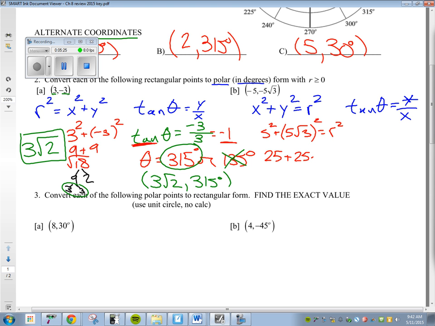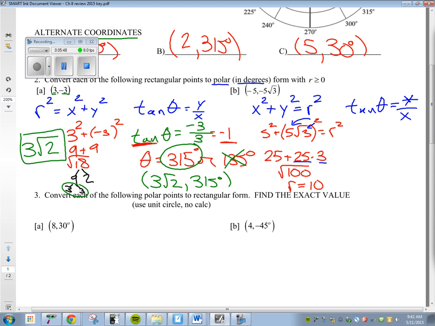25, and what about radical 3 squared? Times 3. Good. So 25 plus 75, that's 100 square rooted. My radius is 10. Remember, I'm squaring both things in the radical. When I squared the 5, that was 25. When I squared radical 3, that gave me the 3.